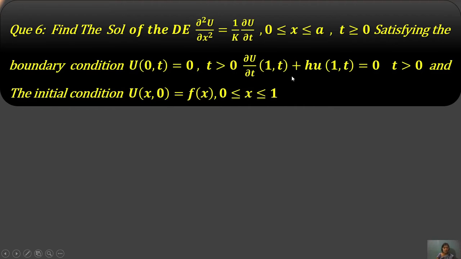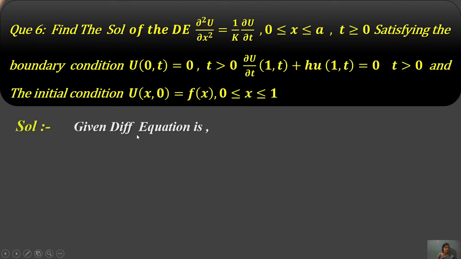In this example, two conditions are given. First is the boundary condition u(0,t) = 0, as well as the initial condition u(x,0) = f(x). The first condition holds for t > 0 and the second for 0 ≤ x ≤ 1. The equation is the same as given: ∂²u/∂x² = (1/k) ∂u/∂t.